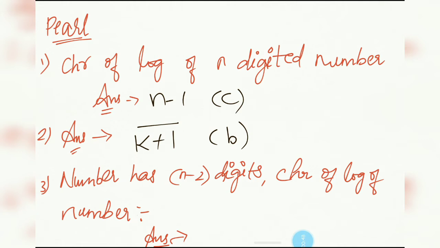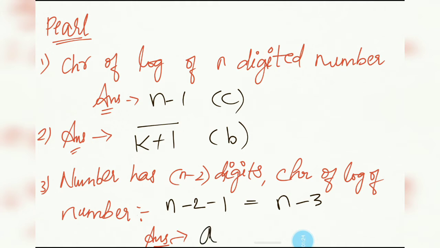Third question, if a number has n minus 2 digits, then the characteristic of the logarithm of the number. Generally, however many digits it has, we are just going to do minus 1 to it, right? So n minus 2 minus 1. We have to do minus 1 compulsorily, because that is the way we find the characteristic. So n minus 2 minus 1 is n minus 3. So what is the option? It is option A. So A is the answer for this question.